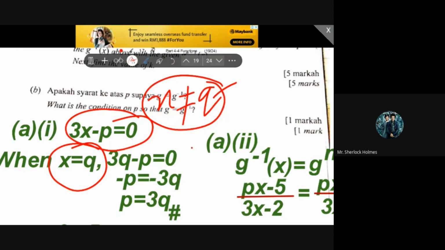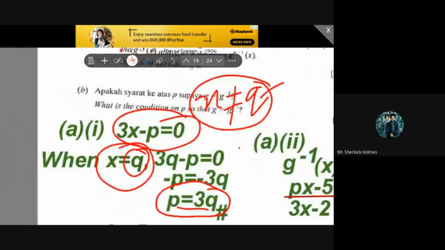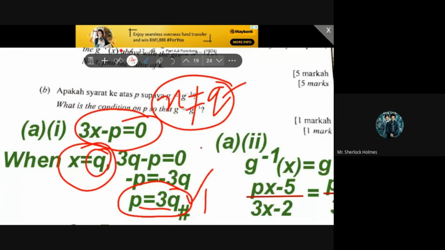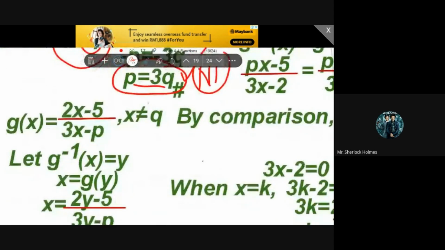So what is the value of X that can make the function undefined? It's Q. So that's why I say X equals to Q. So 3Q tolak P sama dengan kosong, kamu kena ungkapkan P dalam sebutan Q. Express P in terms of Q. So P is equals to 3Q. So that's your answer, 1 mark. So that's how you score the 1 mark over here. So next is also the same thing. So G inverse X, now they ask to find. It's the same question as before.